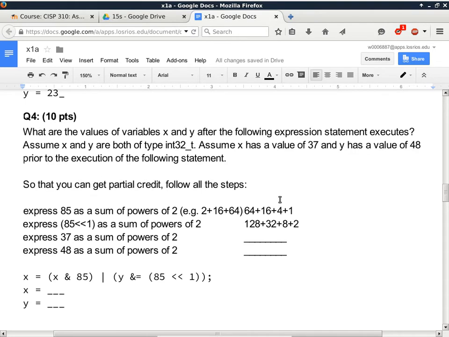Yep. So for that one, if somebody just converted to base 2, is it going to be full credit? If you express it in base 2, assuming it is the correct representation, you can still get full credit.